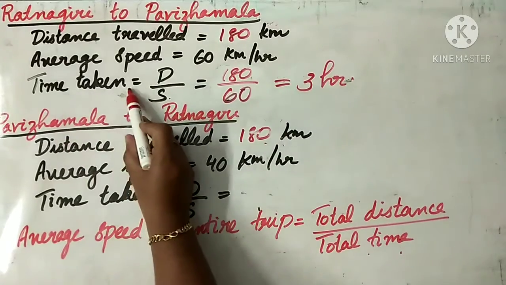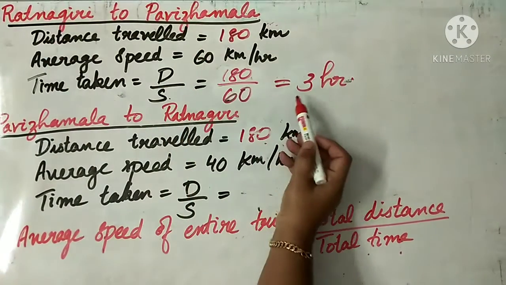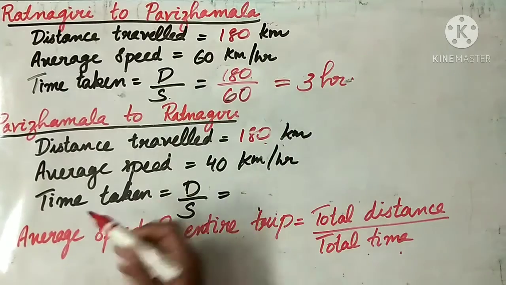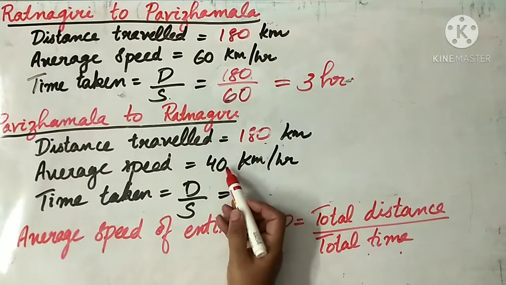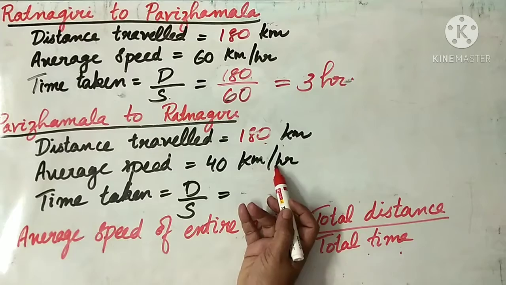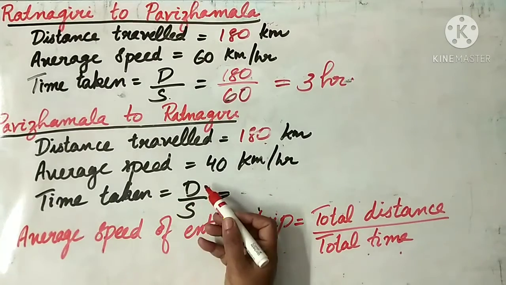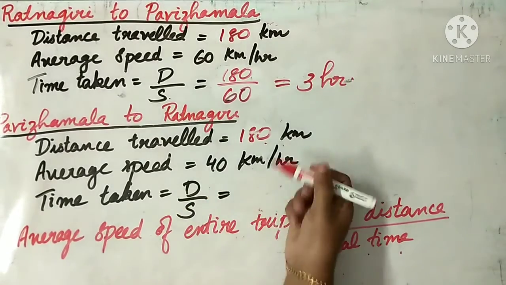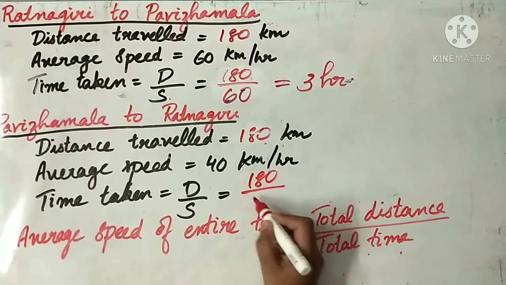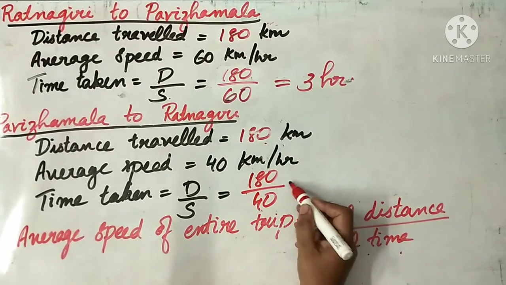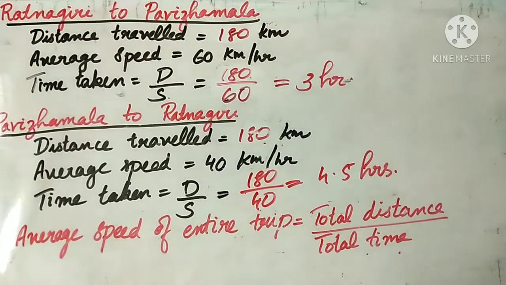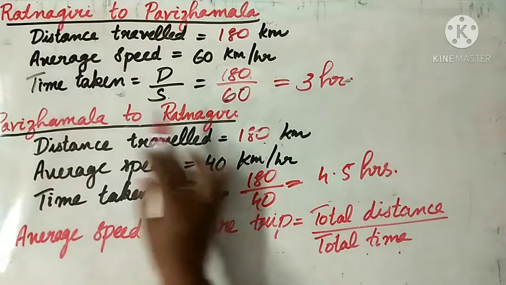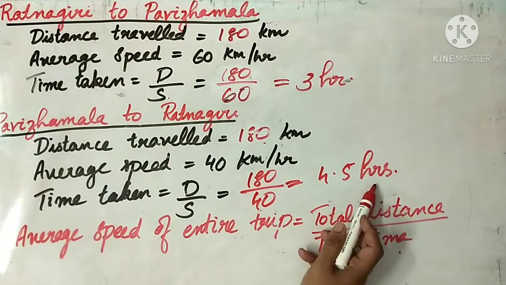So, the time taken to travel from Ratnagiri to Pavidamala is equal to 3 hours. Now, we will find the time taken during the return trip. Distance is 180 kilometer and average speed remains same, 40 kilometer per hour. So time taken is equal to distance by speed. By substituting the value, we write 180 by 40, that is equal to 4.5 hours. So the time taken to travel from Pavidamala to Ratnagiri is 4.5 hours.